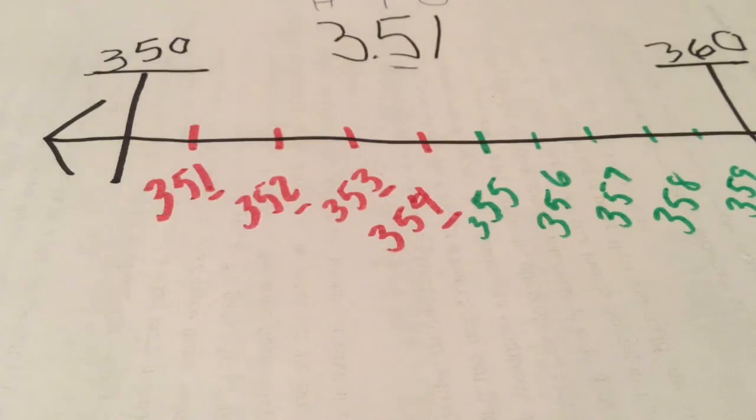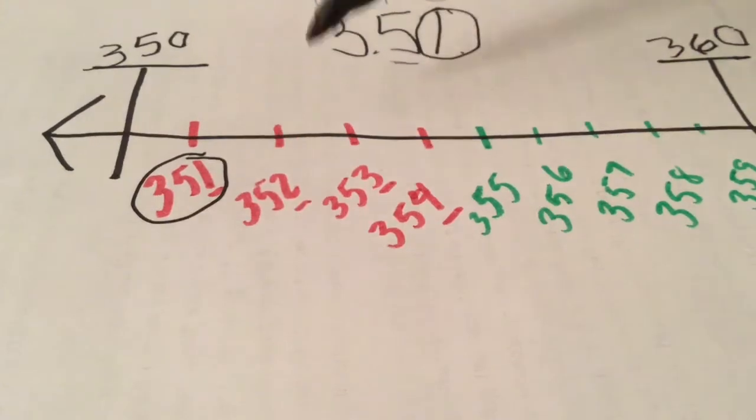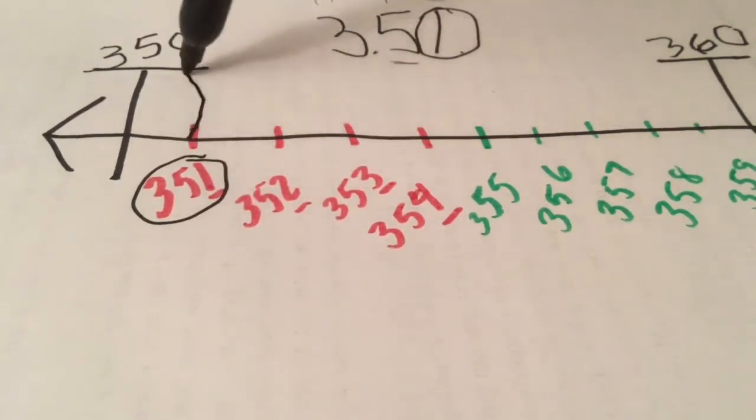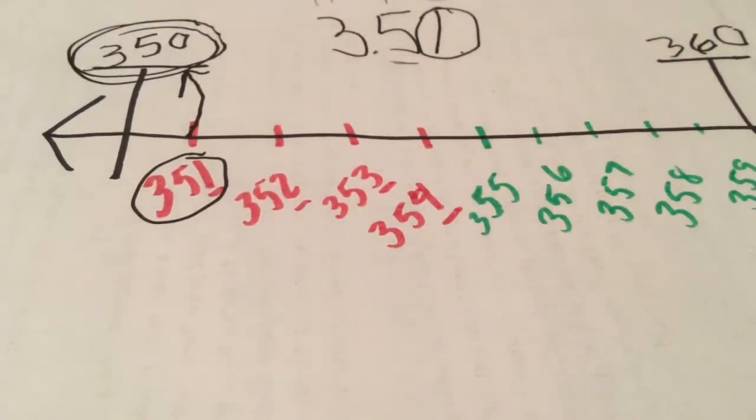So I'm going to figure out where 351 is on my number line. I'm going to circle it, because we circle what is doing the rounding. The 1 is really the one doing the rounding. So 351 is a red number. That means stop. So it is going to round to 350.